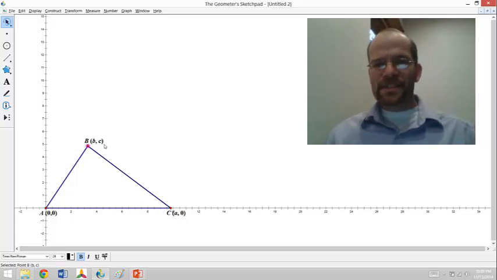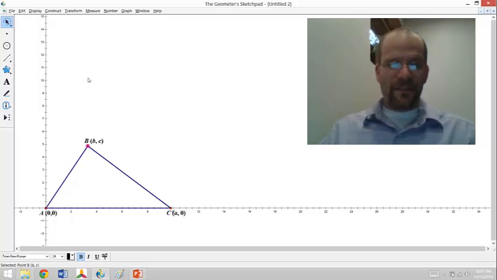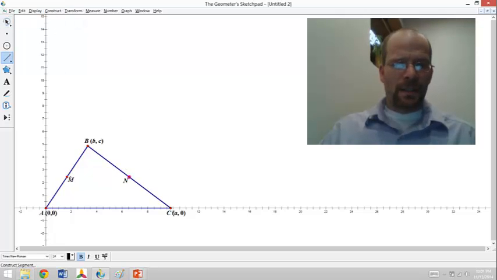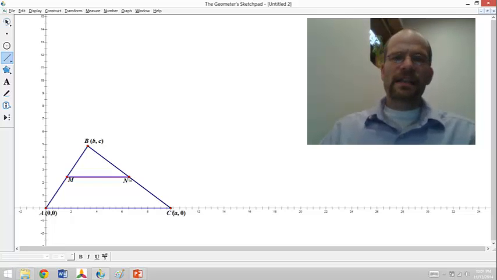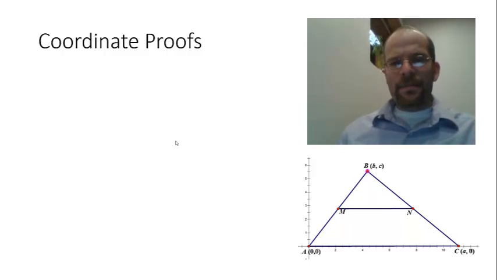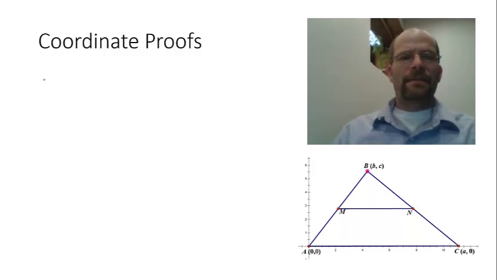And now we're in a position to actually go ahead and prove the midsegment theorem. The first thing I need to do is identify the midpoints of AB and BC, because that's really where we will want to work with our theorem. So I'll just construct those midpoints here in the software, and we are working with this midsegment right here, segment MN. The first thing we need to do in the proof, now that we've got it set up, is actually identify the coordinates of points M and N.